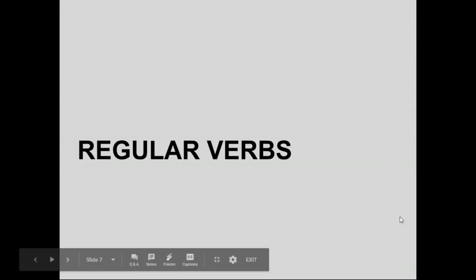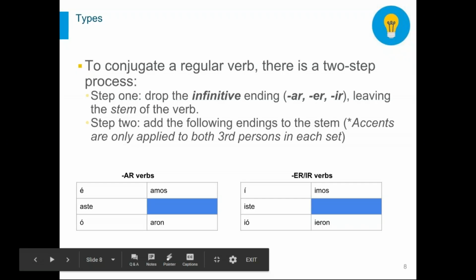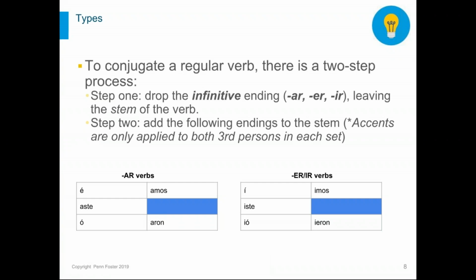Okay, for now, we're going to focus on conjugations of regular preterite tense verbs. In order to achieve that subject-verb agreement, there is a two-step process that you must follow in order to conjugate a regular verb. The first of which is that you would drop the infinitive ending, the AR, the ER, or the IR, leaving the stem of the verb. So everything before the AR, ER, IR is known as the stem.